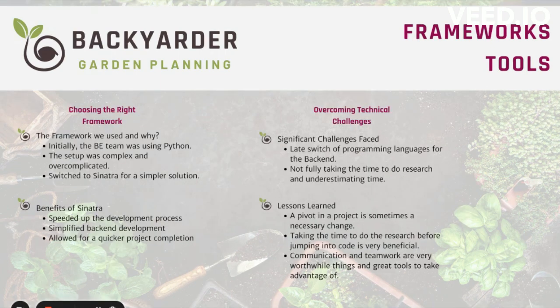The backend team's original idea was to go with Python, but with a lot of time spent on setup and small bugs leading to bigger bugs, we made a switch to Sinatra. Some of the benefits being it sped up our development, simplified our backend app as a whole, and also allowed for a much quicker and smoother project completion. Some big challenges the backend team faced was deciding whether to switch frameworks or not. Lessons we learned included sometimes a big pivot is needed.